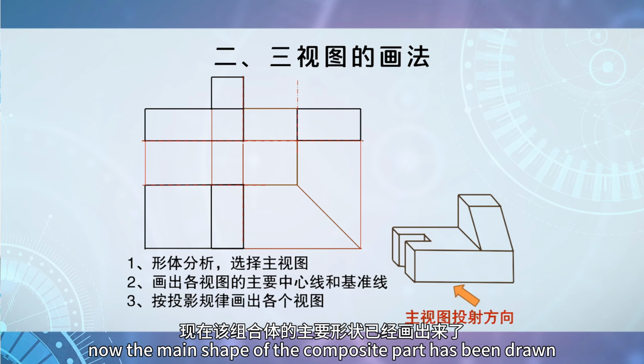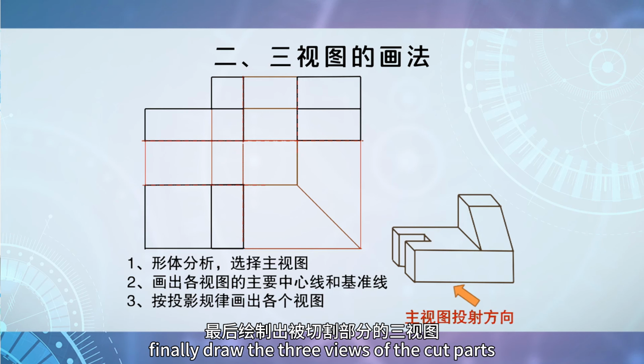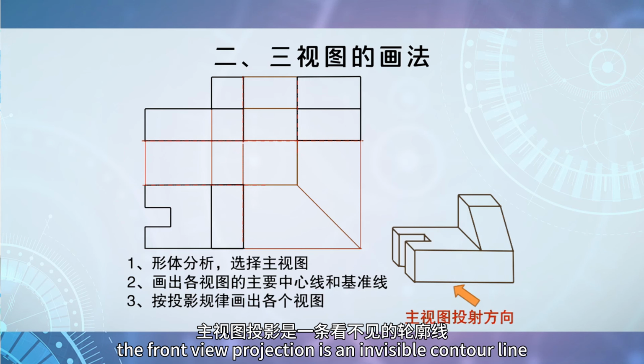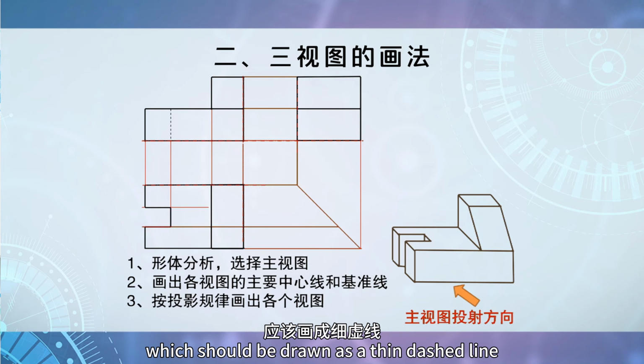Now, the main shape of the composite part has been drawn. Finally, draw the three views of the cut parts. When drawing the projection of the square groove, the front view projection is an invisible contour line, which should be drawn as a thin dashed line.